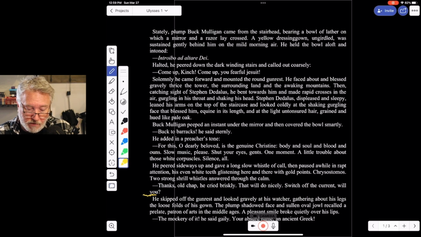Stately, plump Buck Mulligan came from the stairhead, bearing a bowl of lather on which a mirror and a razor lay crossed. A yellow dressing gown, ungirdled, was sustained gently behind him on the mild morning air. He held the bowl aloft and intoned a Latin phrase.